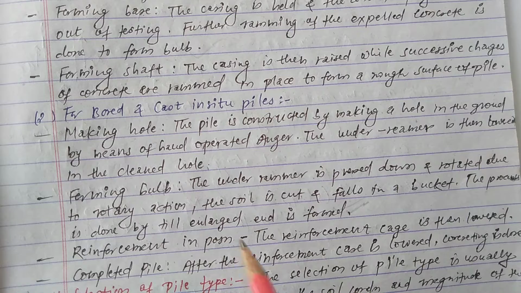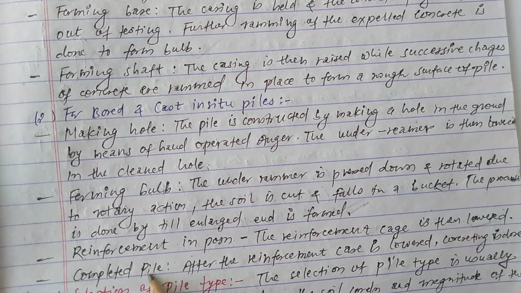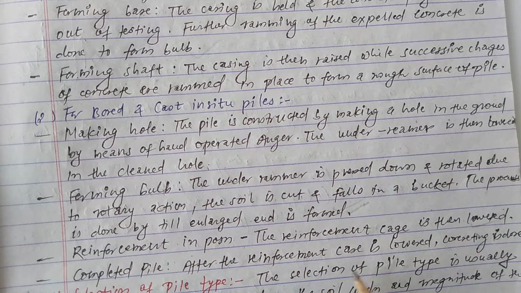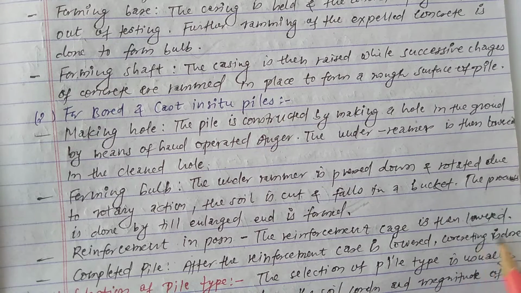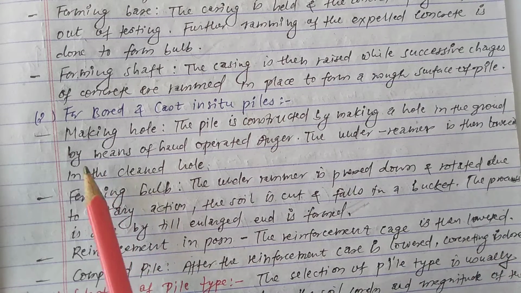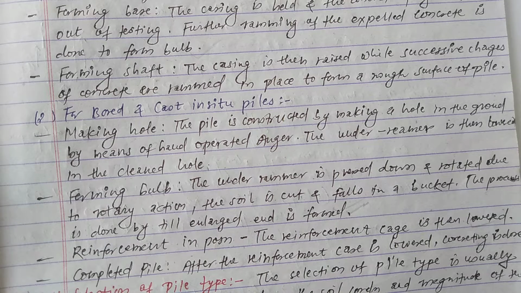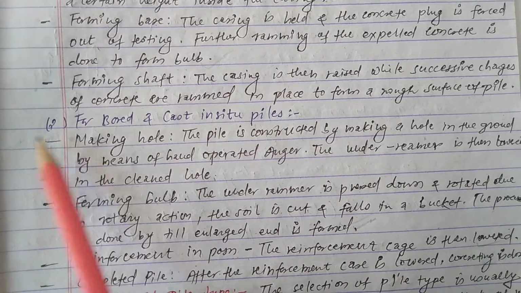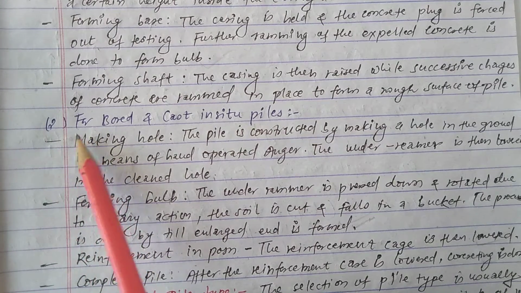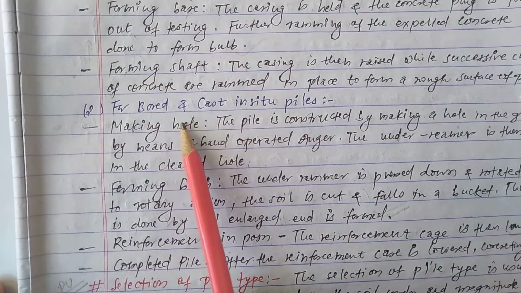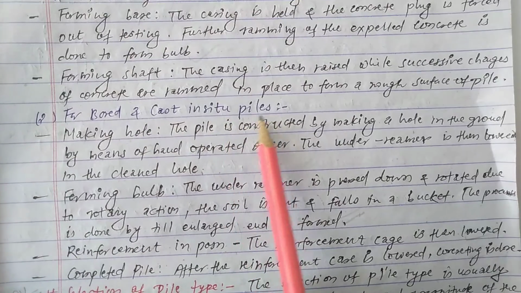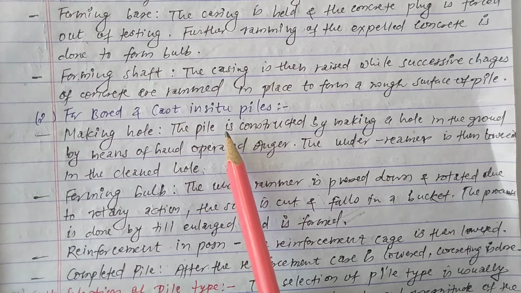Then reinforcement in position: the reinforcement cage is lowered. Then the completed pile: after the reinforcement cage is lowered, concreting is done. So this is about bored cast in situ piles. These are the two ways of pile construction: first the driven cast in place pile, and second the bored cast in situ piles. So this is all about construction.